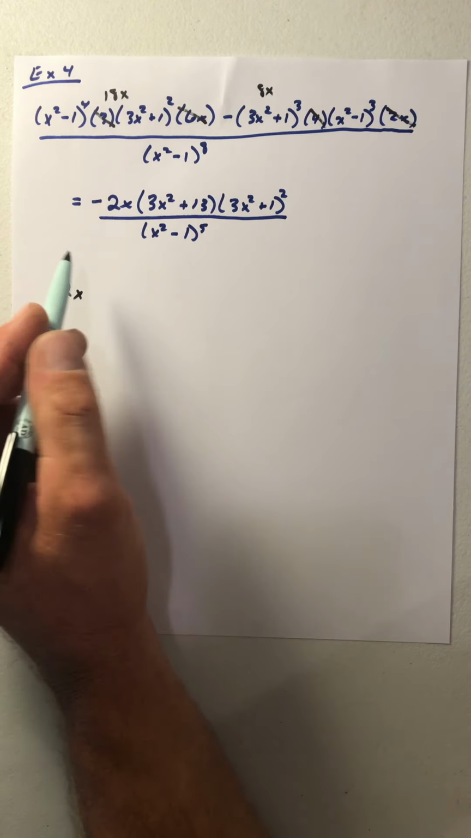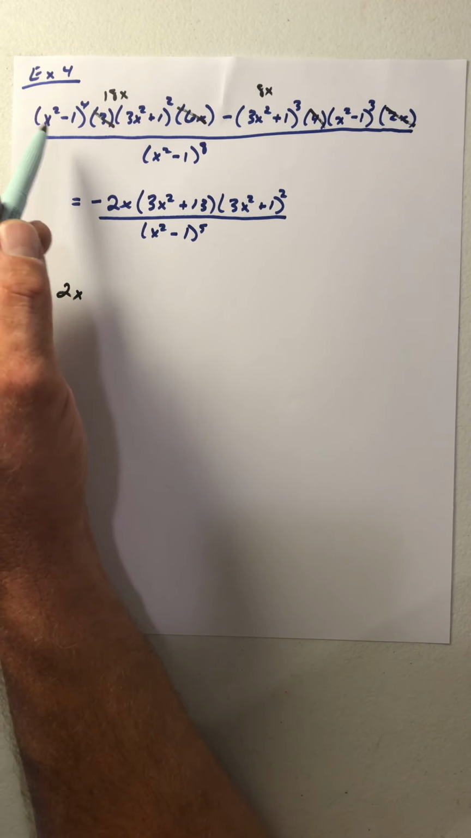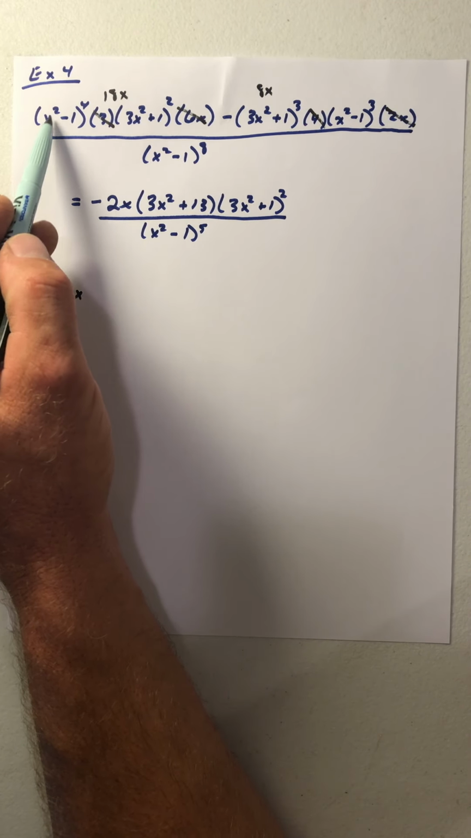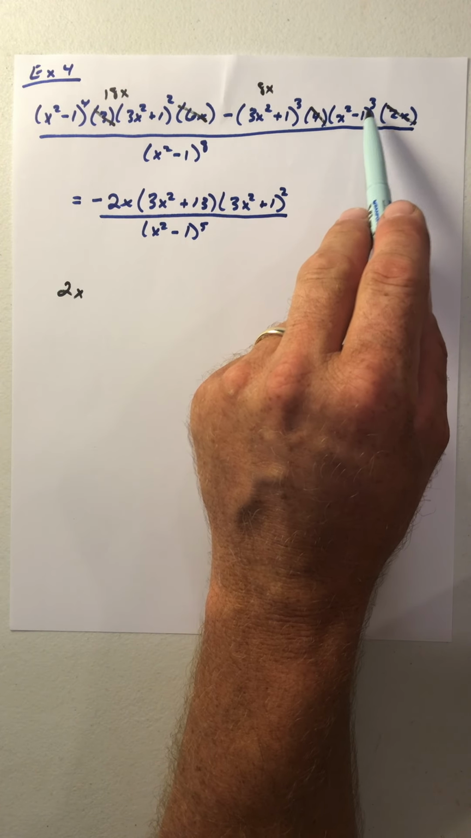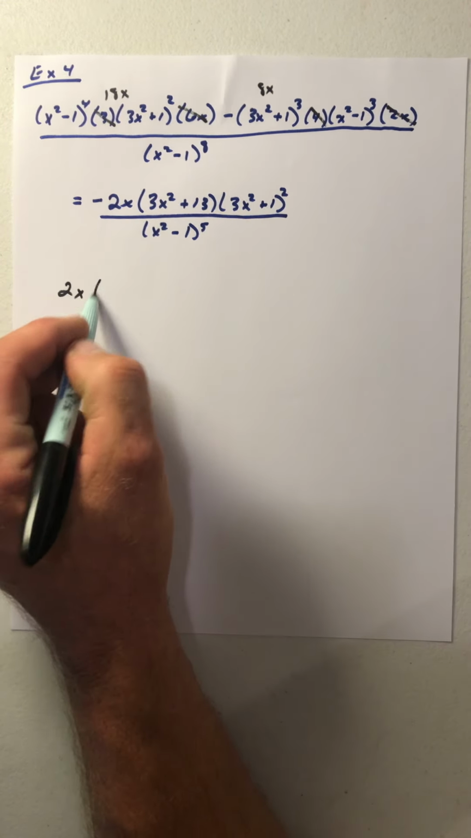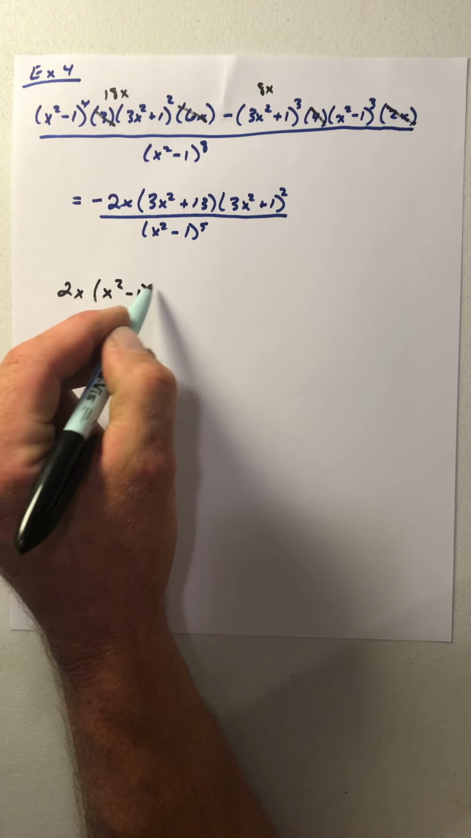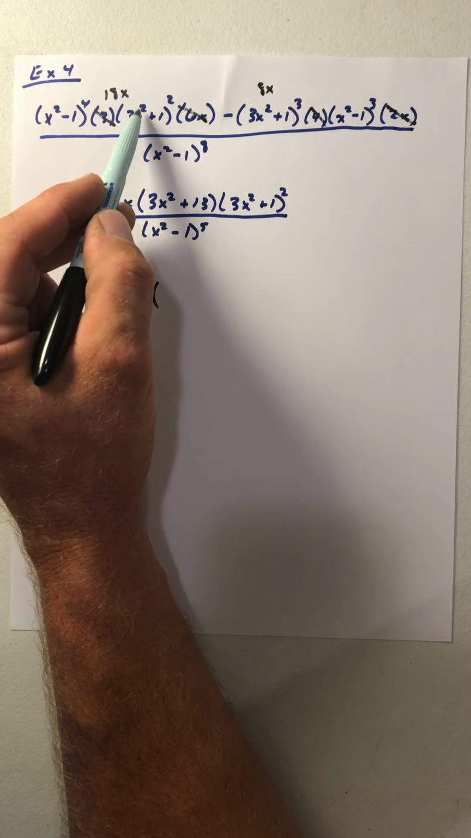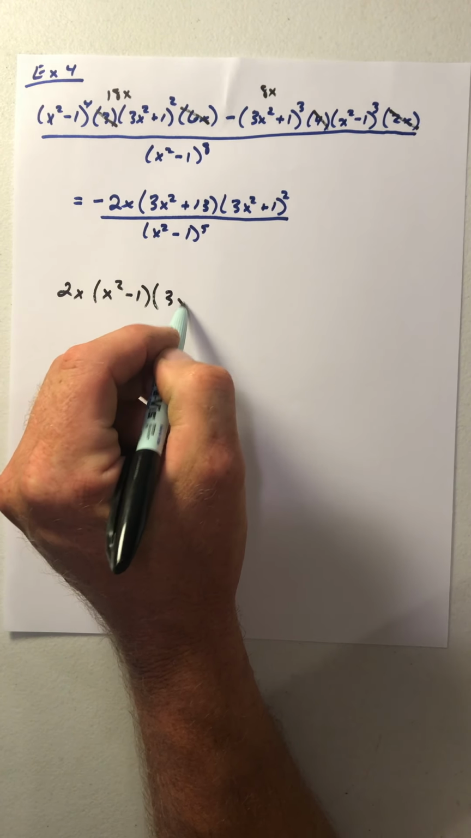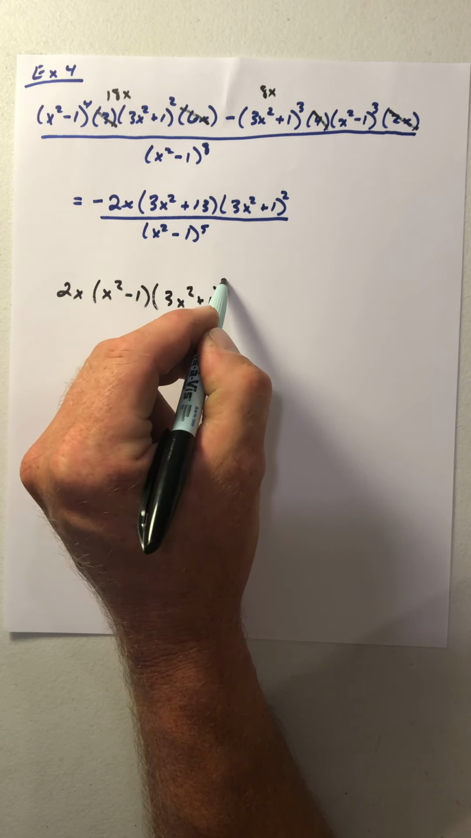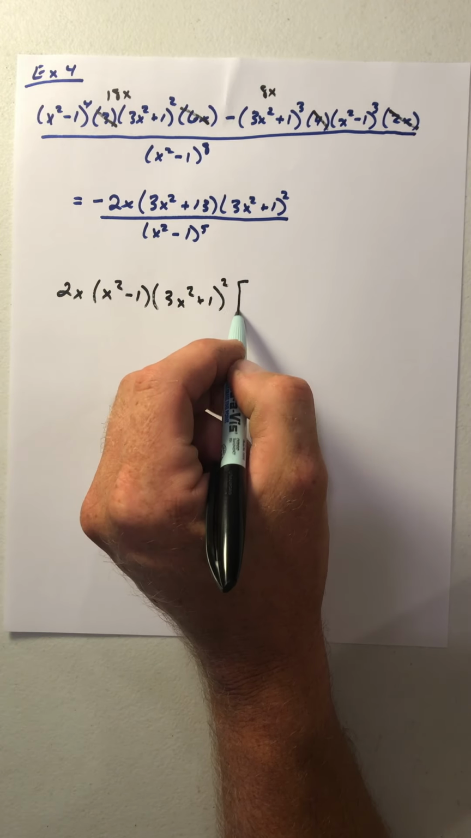Oh, I like that. If we look at our binomials, we have x squared plus 1 to the 4th. Here we have x squared minus 1 to the 3rd. So I can take out 3 of those. If I have 3x squared plus 1 squared, and I have 3 of them here, I can pull out 2 of those. And let's see what we have left over here.